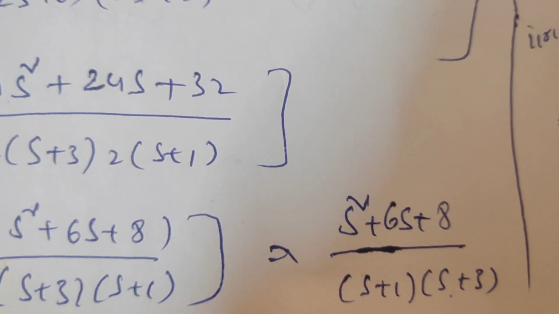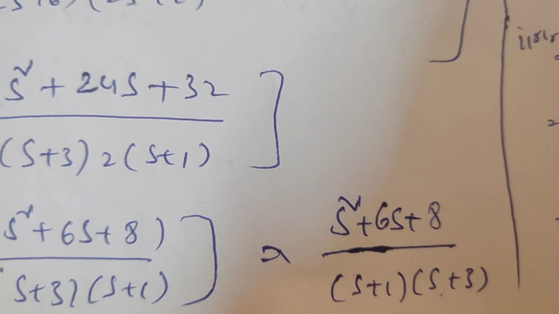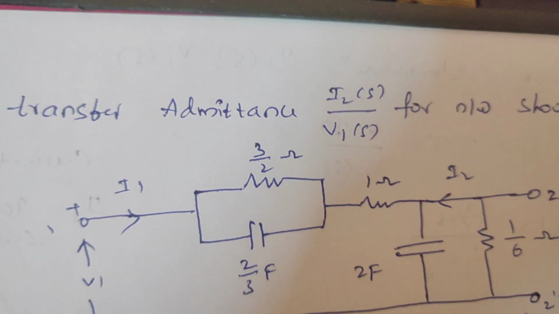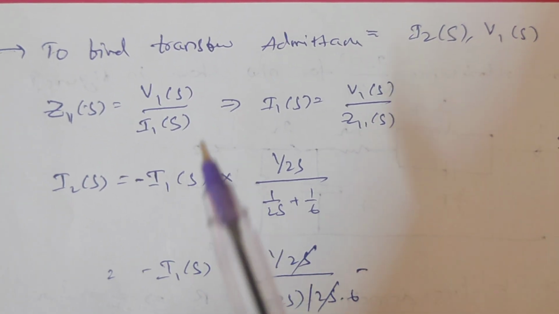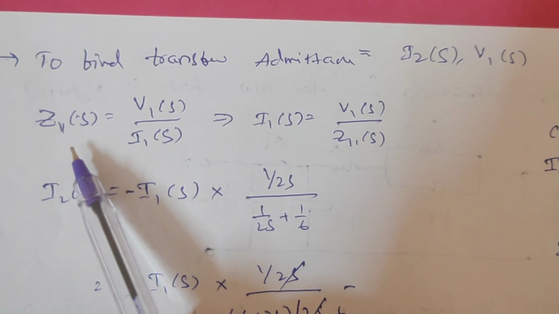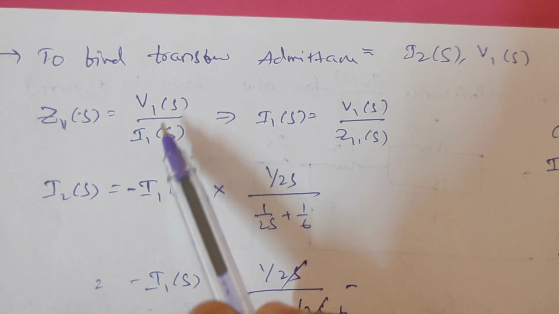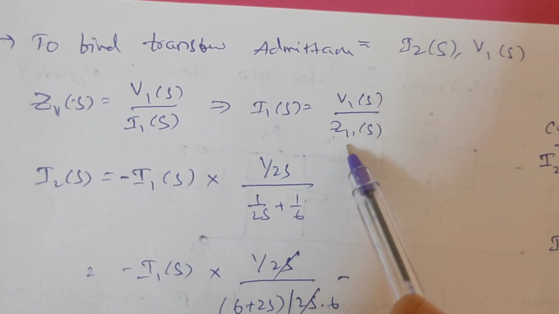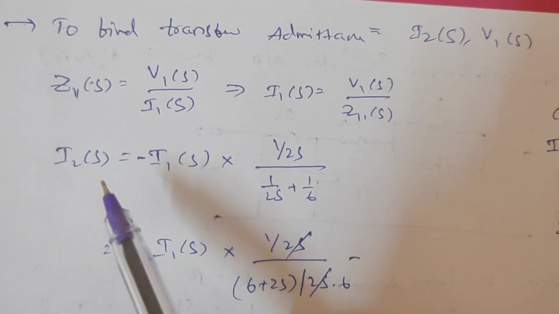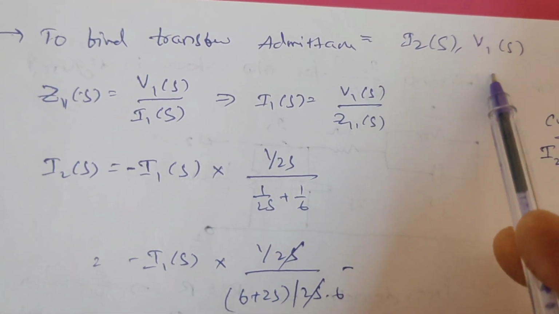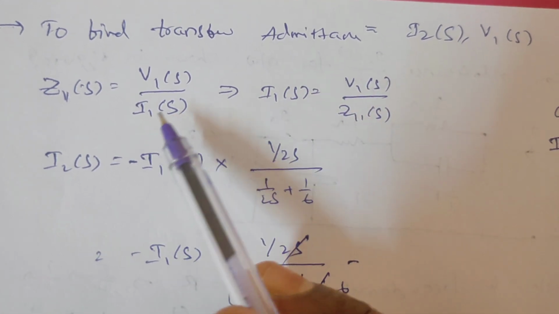But here we have to find out the transfer admittance, which is equal to I2 by V1 of S. Find out that I2 of S. So here I am rewriting this equation. Z11 of S is nothing but V1 of S by I1 of S, so I1 of S is nothing but V1 of S by Z11 of S. So here I have to find out the I2 of S. Here we have the V1 of S in the driving point impedance value.